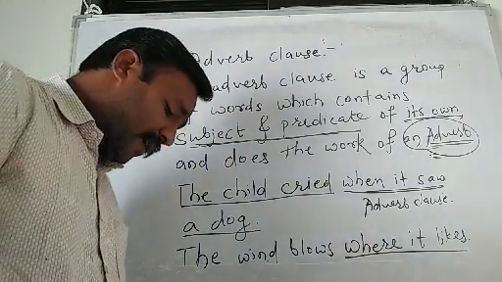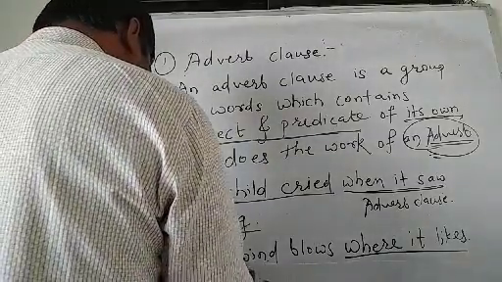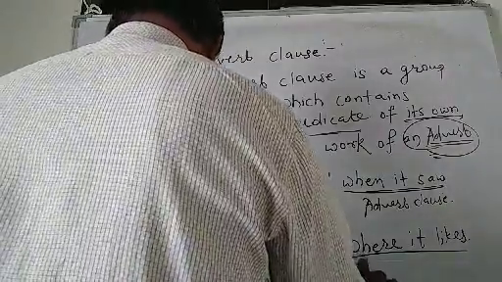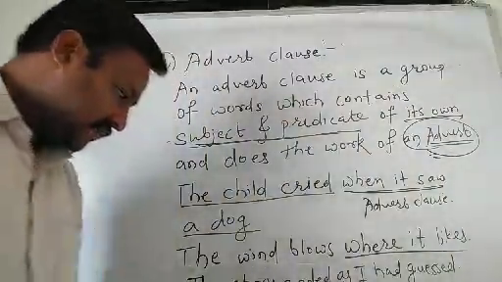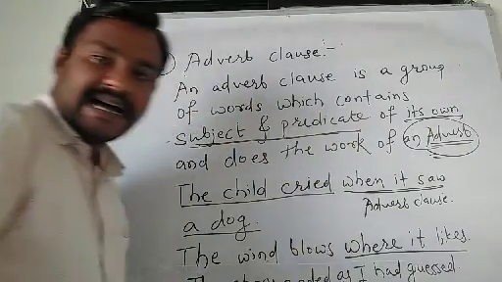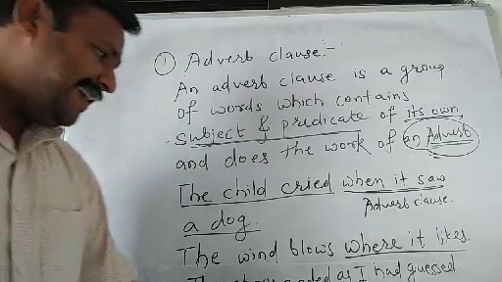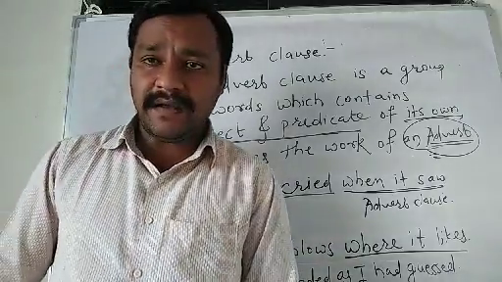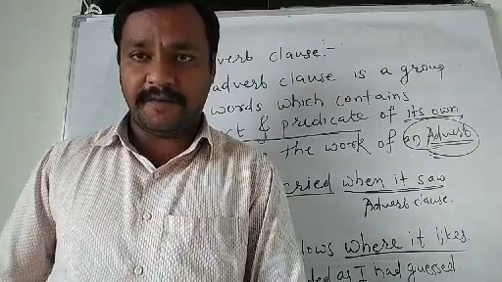So friends, one more example I will give you. "The story ended as I had guessed." In this sentence, "as I had guessed" is the adverb clause. "The story ended as I guessed." "The story ended" is the main clause, and "as I had guessed" is the adverb clause.